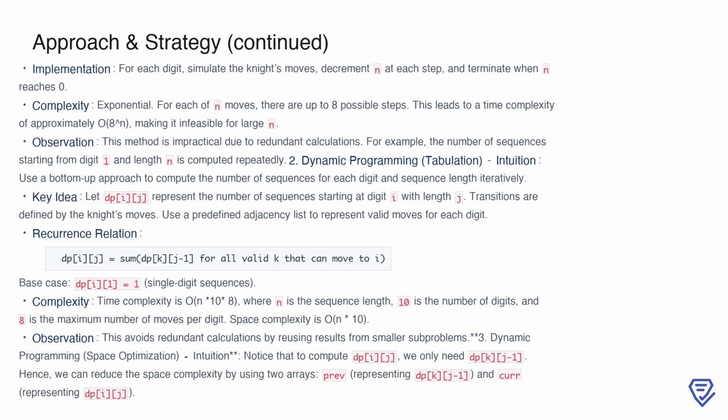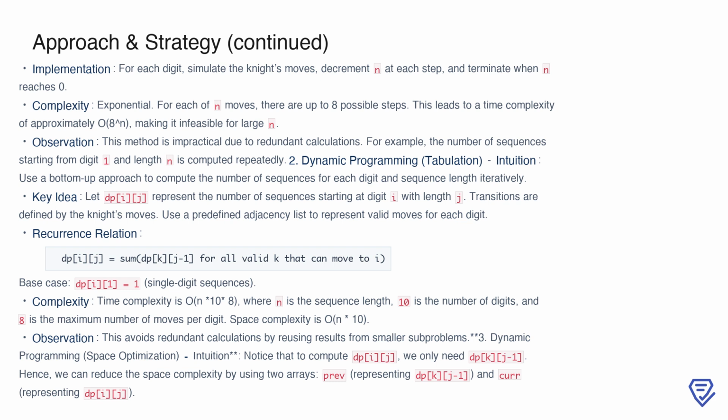In the brute force approach, we simulate the knight's moves recursively for each digit, decrementing n with every step and stopping when n reaches 0. However, this method involves a large number of redundant calculations. For instance, sequences starting at digit 1 with a specific length are repeatedly recomputed.